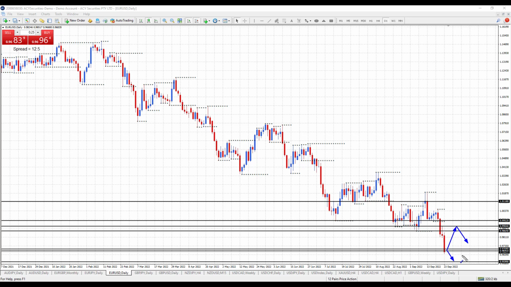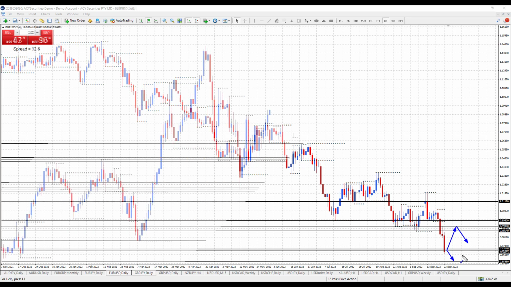Friday was a very volatile day. Euro dollar just sold off for most of the day. So we may well just see the same kind of price action as we move into Monday.